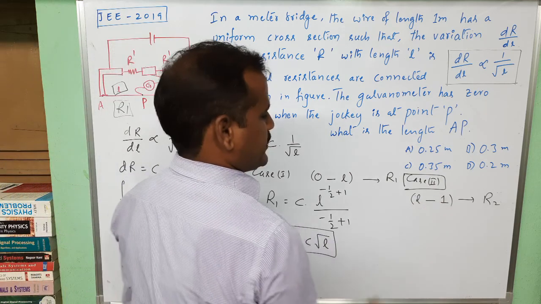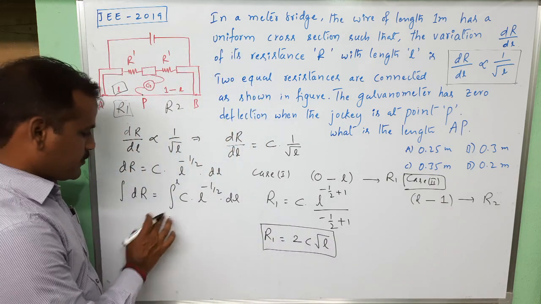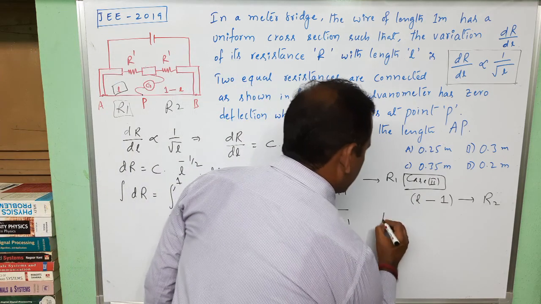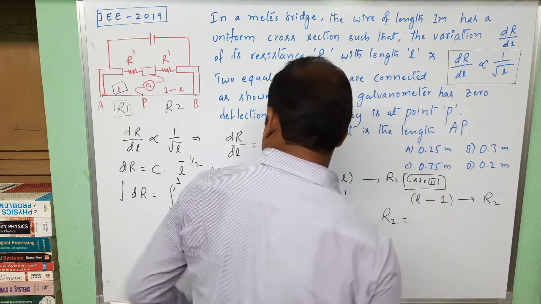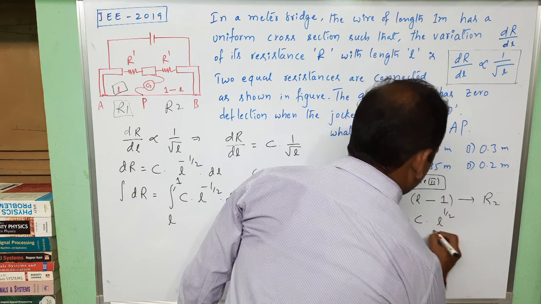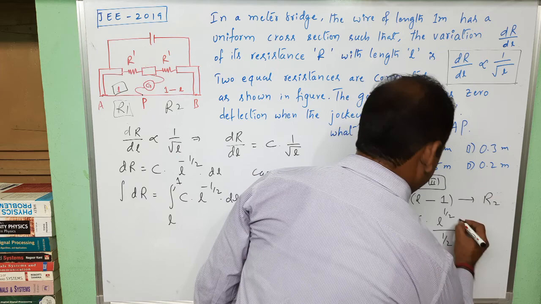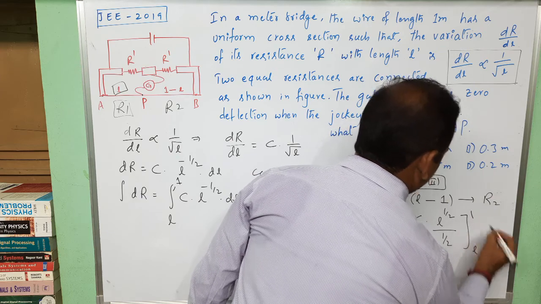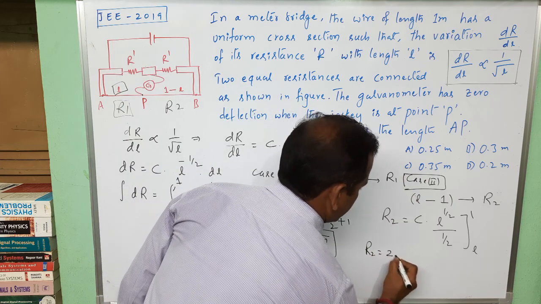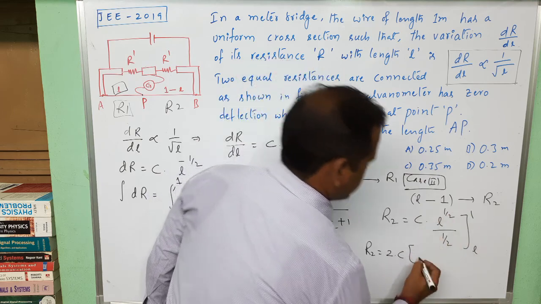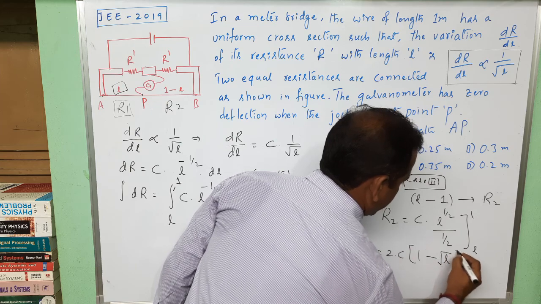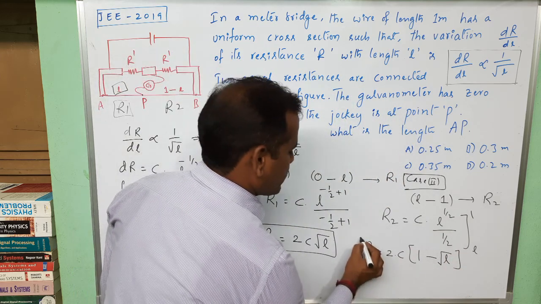Similarly, to find the R2 value, we have to integrate this expression from L to 1. The R2 on the left hand side is equal to the integration of this expression, C outside of the integration, and L to the power of plus 1 by 2 divided by plus 1 by 2 we are getting for the integration, and limits are here L to 1 meter. Let us substitute the limits here. So R2 is equal to 2 into C, and upper limit it is 1 minus lower limit it is L, so root L I can write. This is the value of R2 I am getting.